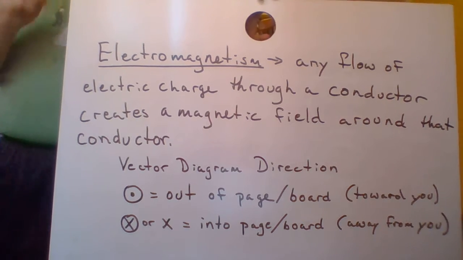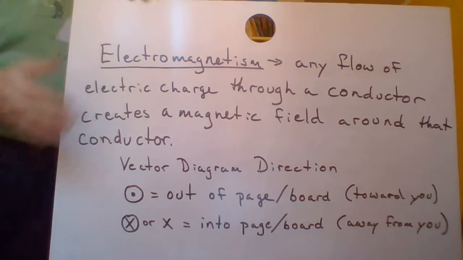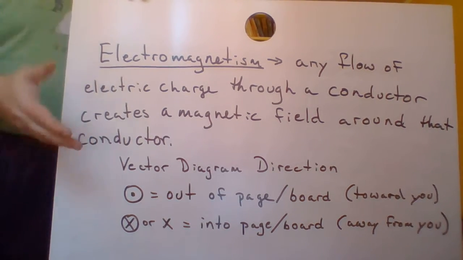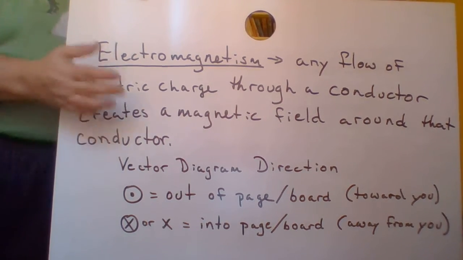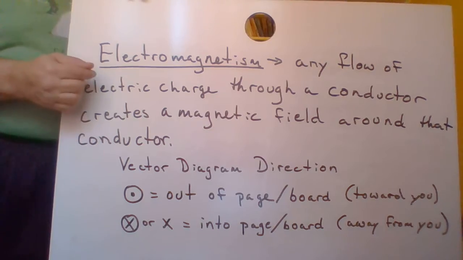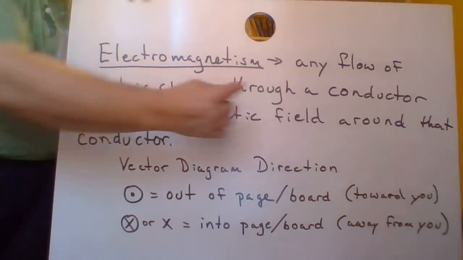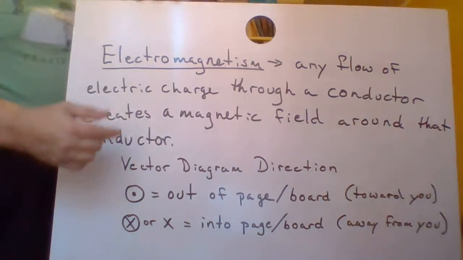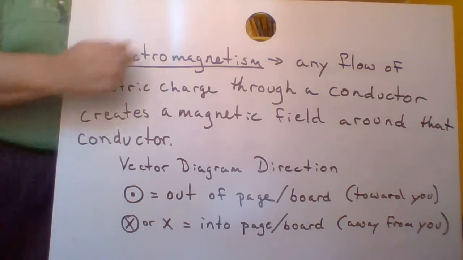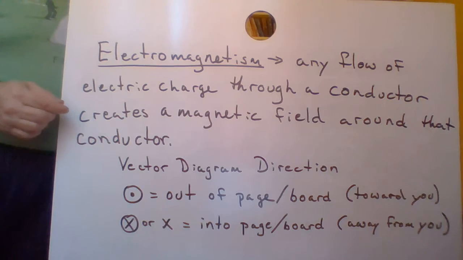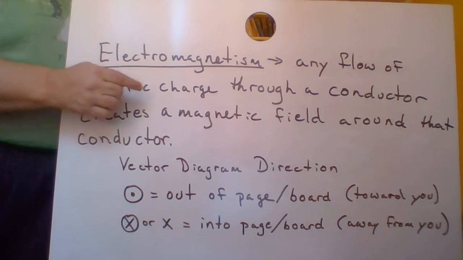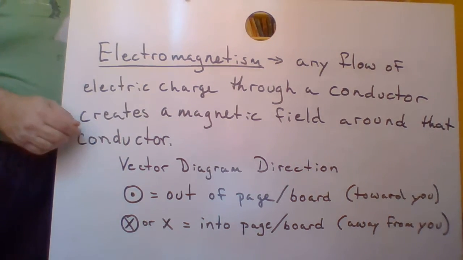So that experiment that he did, along with several others, was the definitive empirical evidence that electricity and magnetism were interlinked. And so now we start talking about electromagnetism. Okay? Any flow of electric charge through a conductor creates a magnetic field around that conductor.